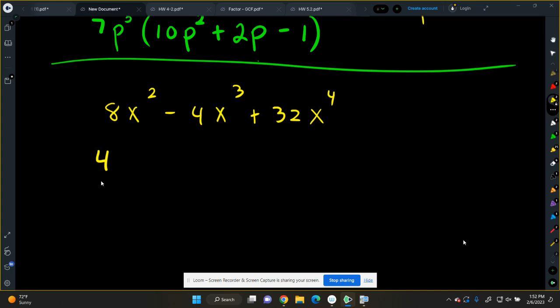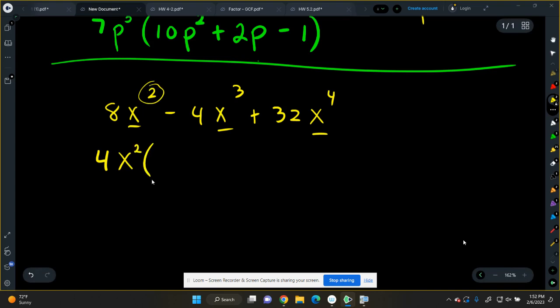Okay, now let's look at the x's. They all have an x, right? They all have an x, which means I can take an x out. I just have to figure out to what power. So we always go to the smallest power. So we're going to go x to the 2nd is going to come out. Okay.